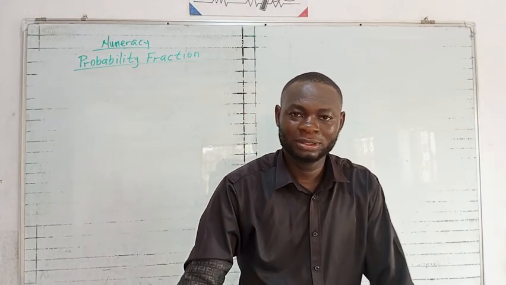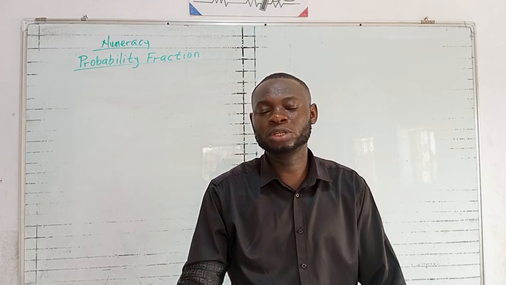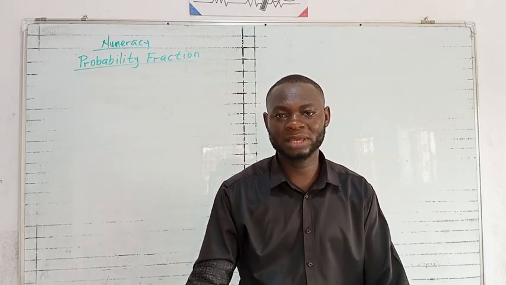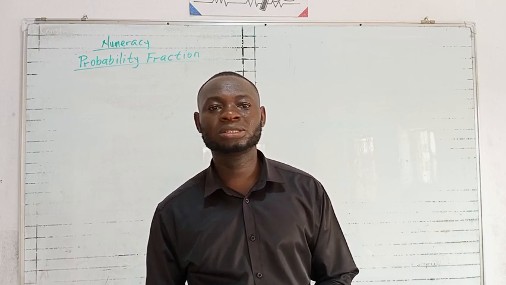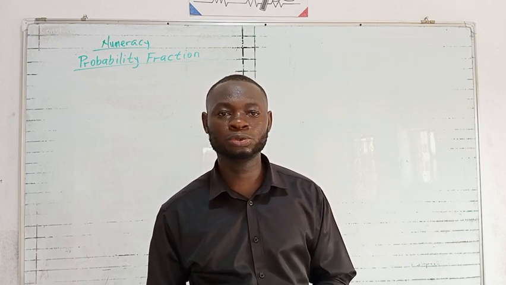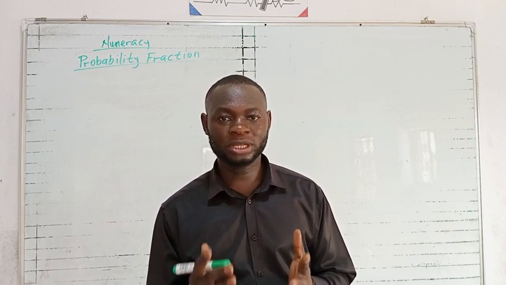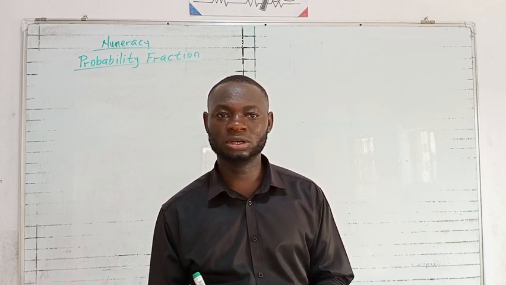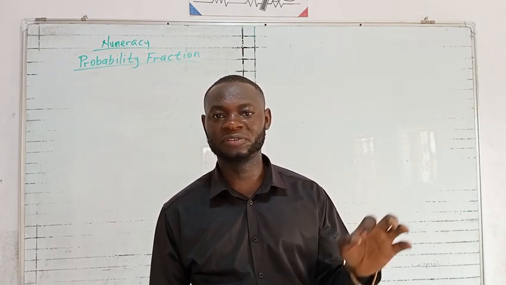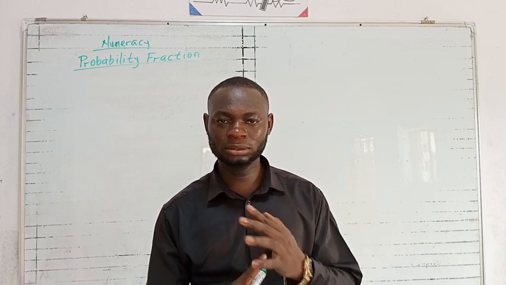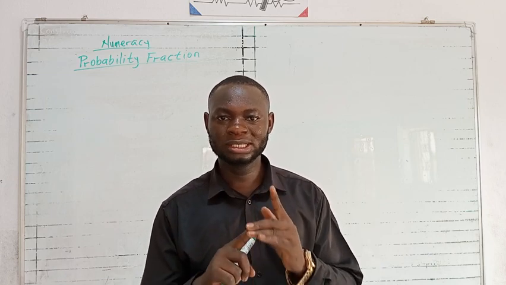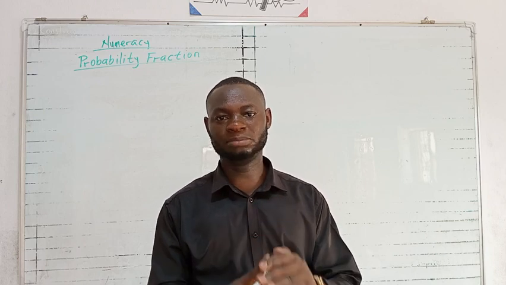So, last week we looked at the concept of probability. We studied how to predict the chance or the possibility of occurrence of events using four keywords: likely, unlikely, certain, and impossible.